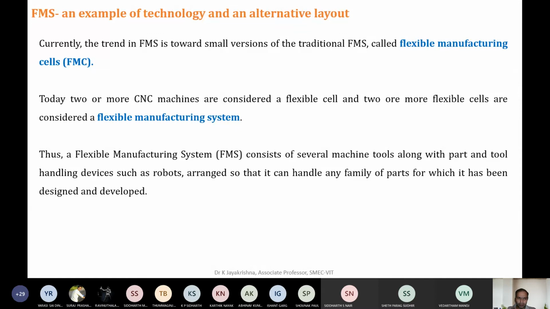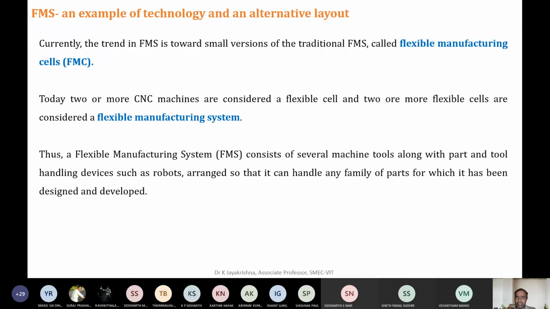Normally, if there are two or more CNC machines in a flexible cell, you know what is a cell? A cell is a place where two or three or a few number of machines are arranged in a particular sequence to manufacture a particular product. It's called a cell.